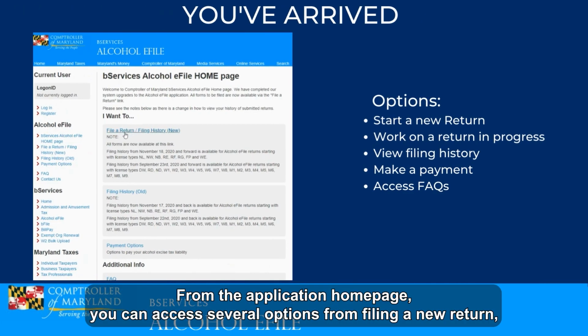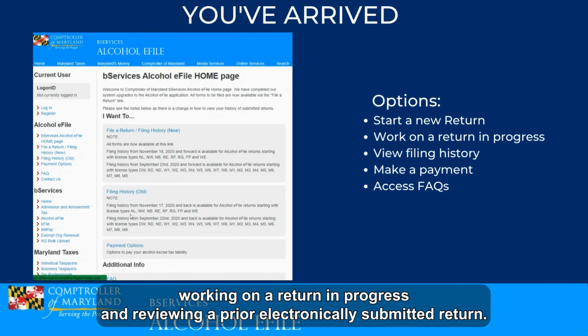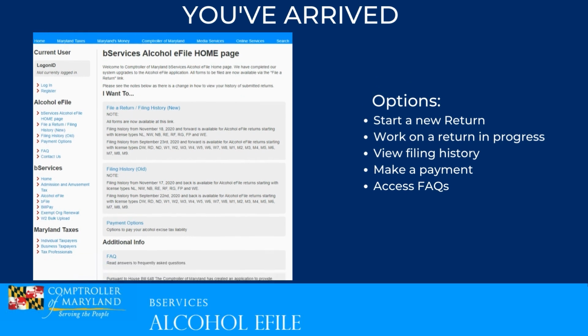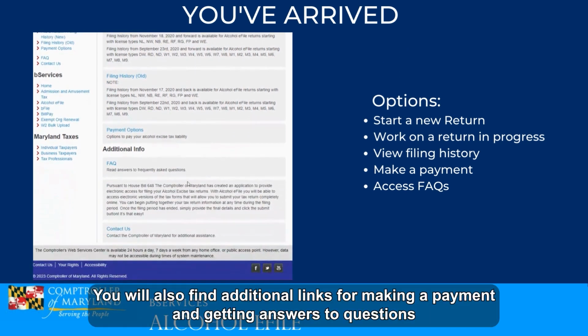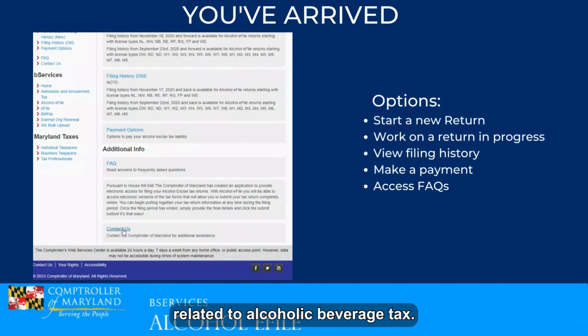From the application homepage, you can access several options from filing a new return, working on a return in progress, and reviewing a prior electronically submitted return. You will also find additional links for making a payment and getting answers to questions related to alcoholic beverage tax. Select File or Return to get started.